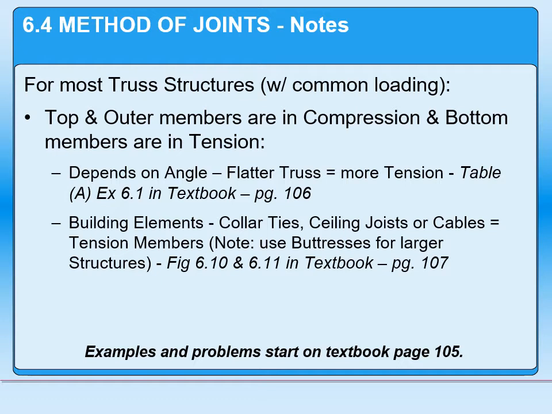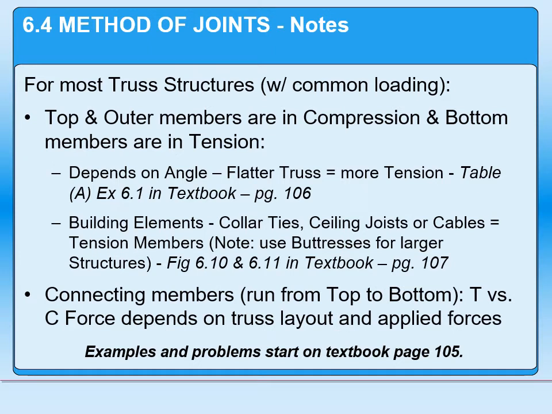All right. Some buildings you'll actually see cables in there. Right. These are all going to be tension members. Now, if you have very large buildings, these types of members would not be enough. So a common solution to that is to put heavy weights at each end, known as buttresses. They've been doing these for centuries. In fact, it's the way they were able to solve large cathedrals back in the Gothic period, where we used what we refer to as flying buttresses. Some nice examples of these in your textbook on page 107 in figures 6.10 and 6.11, which I recommend you take a look.